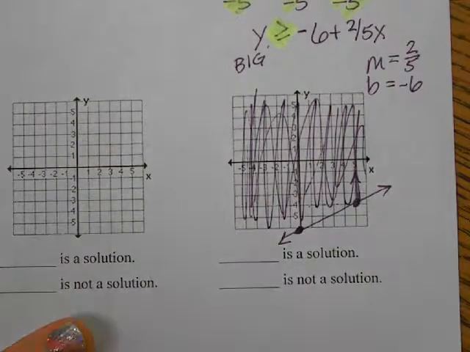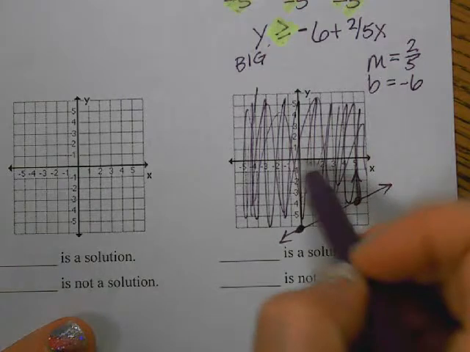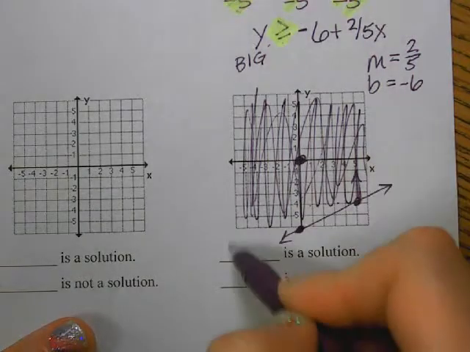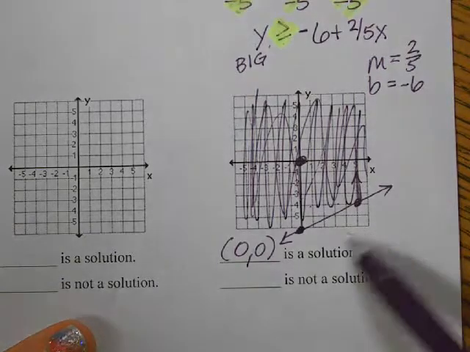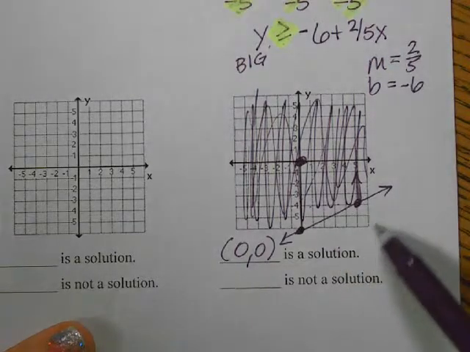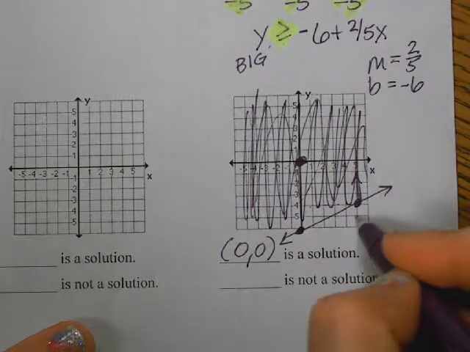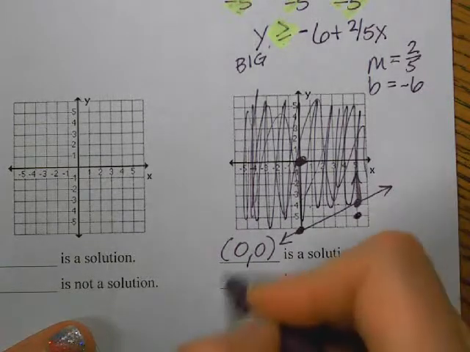Now we have to pick a solution. There's lots of solutions here. 0, 0 is the easiest one to find, so I'm going to say 0, 0. And then what's not a solution? Well, let's look over here. You only have a few pretty points to pick from over here. I'm going to pick this one right here, which is at 5, negative 5.